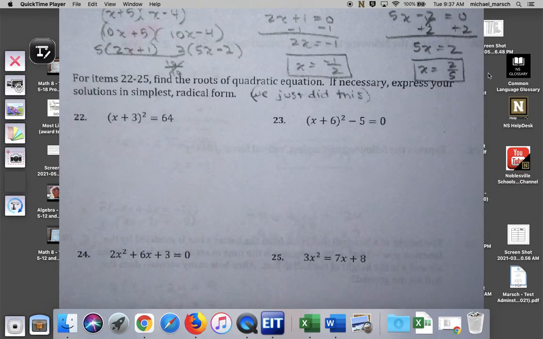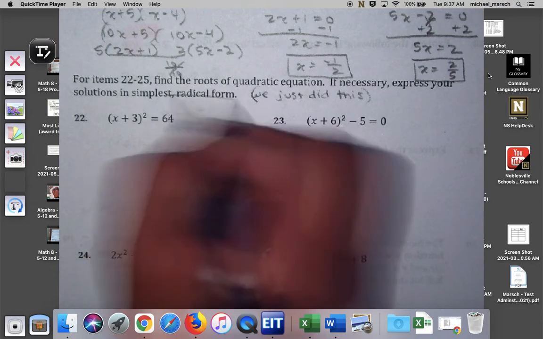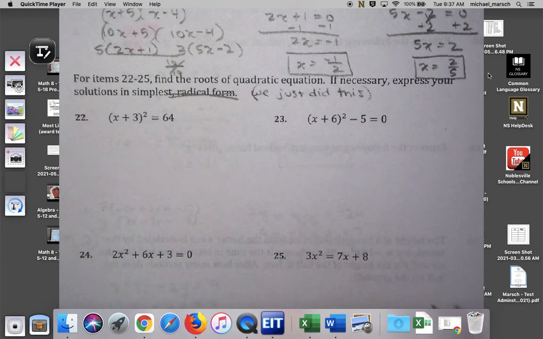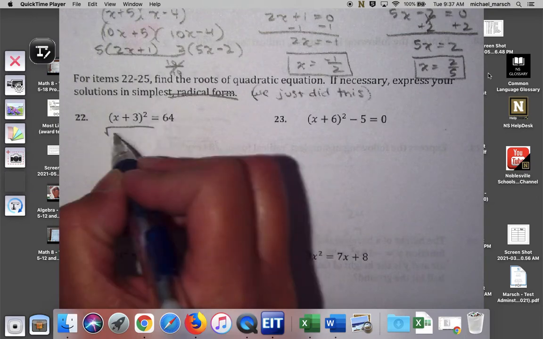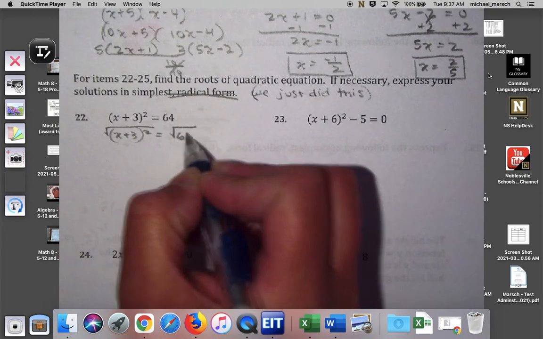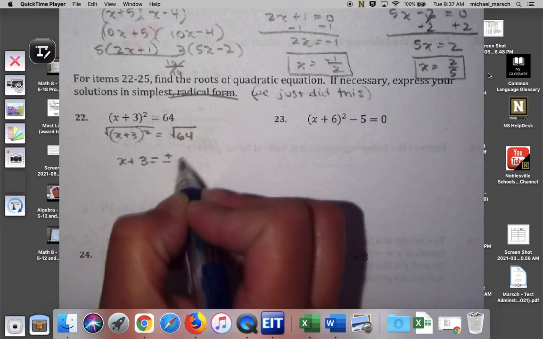We're going to find the roots of the quadratic equation. It says here, if necessary, express your solution in simplest radical form. We're just going to not do simplest radical form. We're going to find the radical, add or subtract like we did when we practiced this. So I'm going to take the square root of (x plus 3) squared, and I'm going to take the square root of 64. I'm going to get x plus 3 equals plus or minus 8.